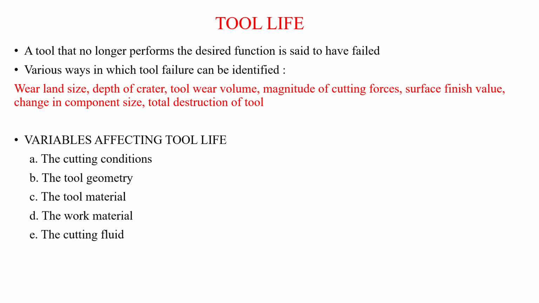For example, if we measure the cutting force using a dynamometer and very high forces are coming, we can say that the tool life is very less, or the condition of the tool is not good, or the surface finish is very low. Or the crater wear or the flank wear are very high, so we can say that the tool life is not so good. So these are the various factors by looking at which we can say how is the tool life of the tool. So what are the variables affecting the tool life?